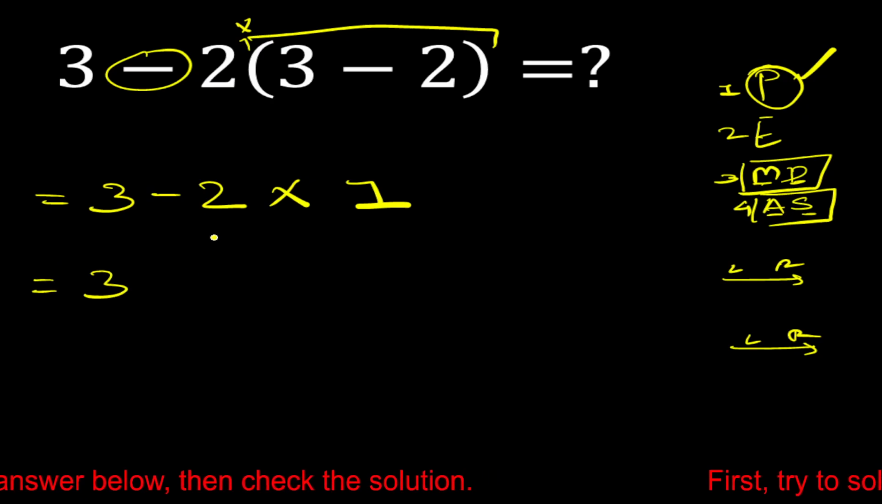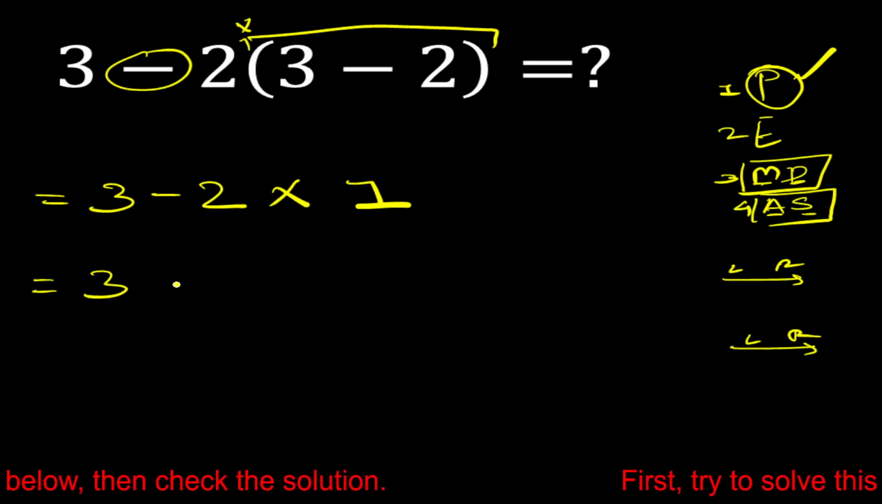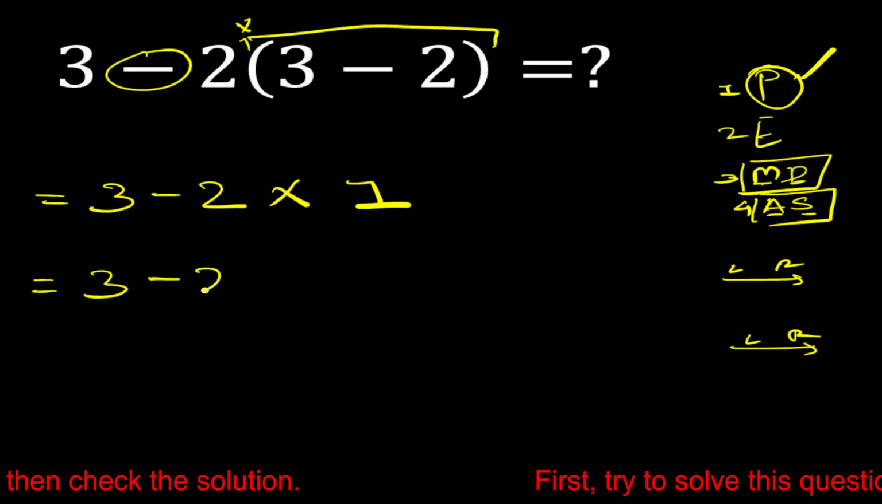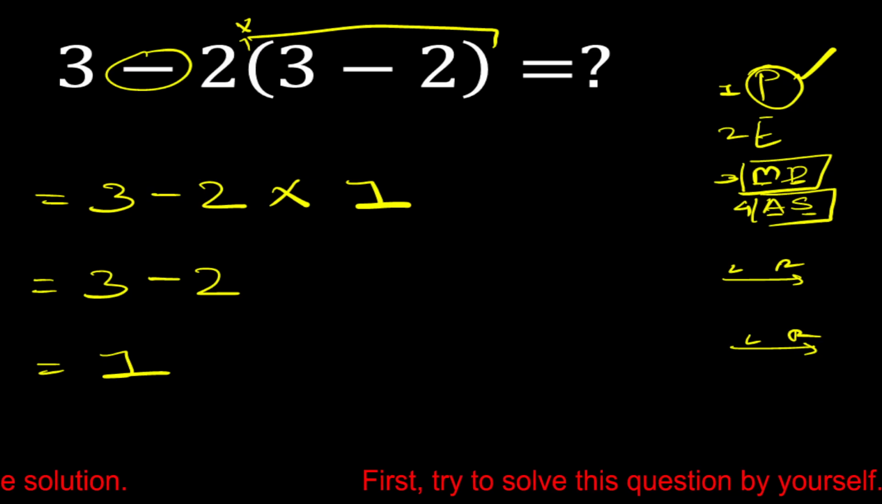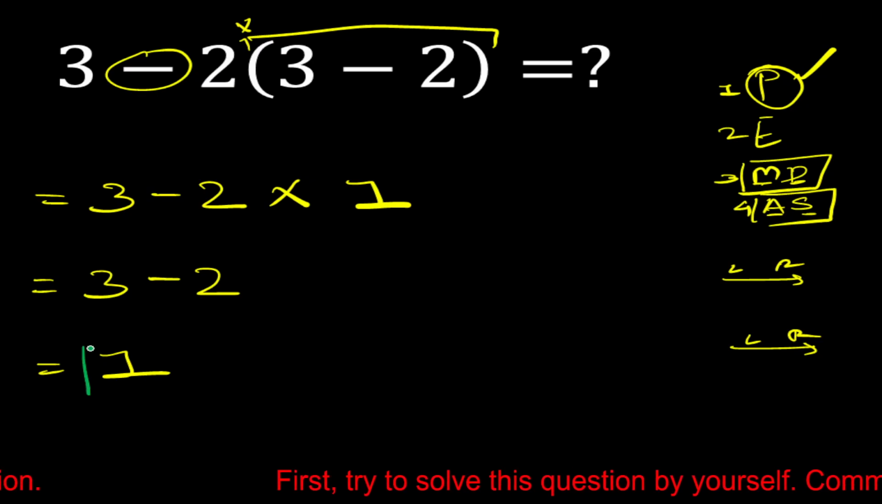So 3. Now minus 2 multiply 1 is equal to minus 2. Now 3 minus 2 is equal to 1. Okay, so the correct answer is 1.